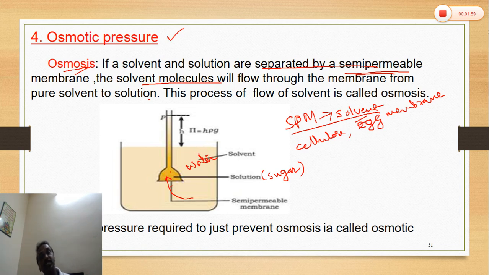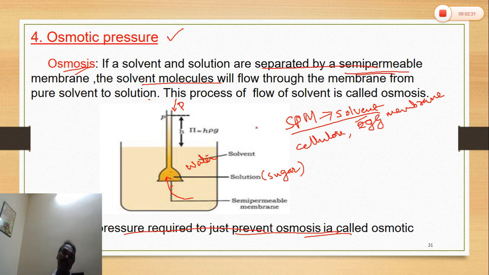So osmosis is when a solvent and a solution are separated by a semi-permeable membrane that allows only solvent molecules to pass. As a result, the height of the solution increases. That is osmosis. During osmosis, to stop the osmosis, we have to apply some pressure here. That pressure, the excess pressure required to just prevent osmosis, is called osmotic pressure.